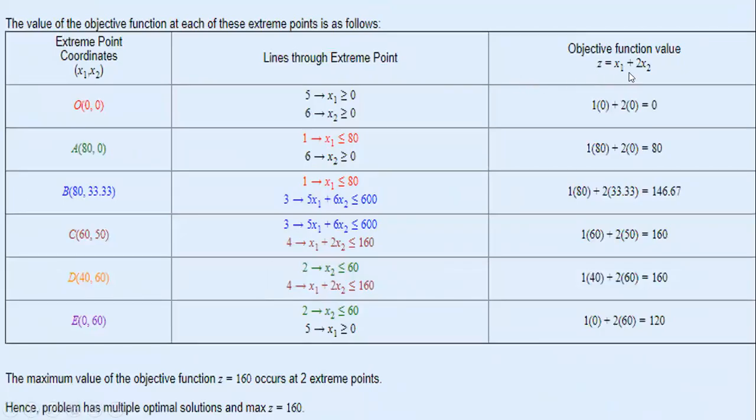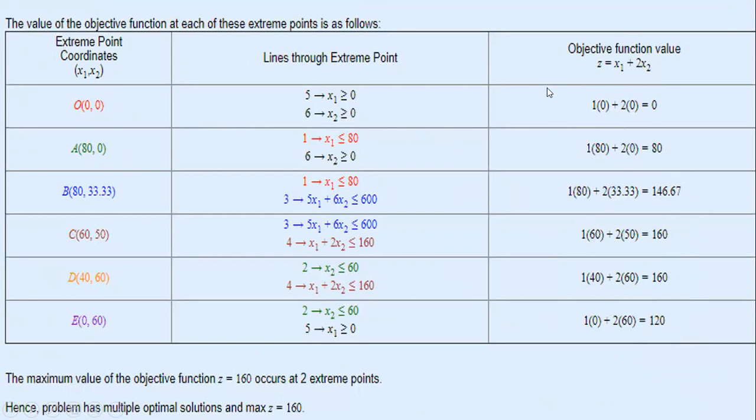Now you take the objective function for each of these points and get the max z value. So for the origin it is 0, for the point A it is 80, for the point B it is 146.67, for C it is 160, for D it is 160, and for E it is 120.